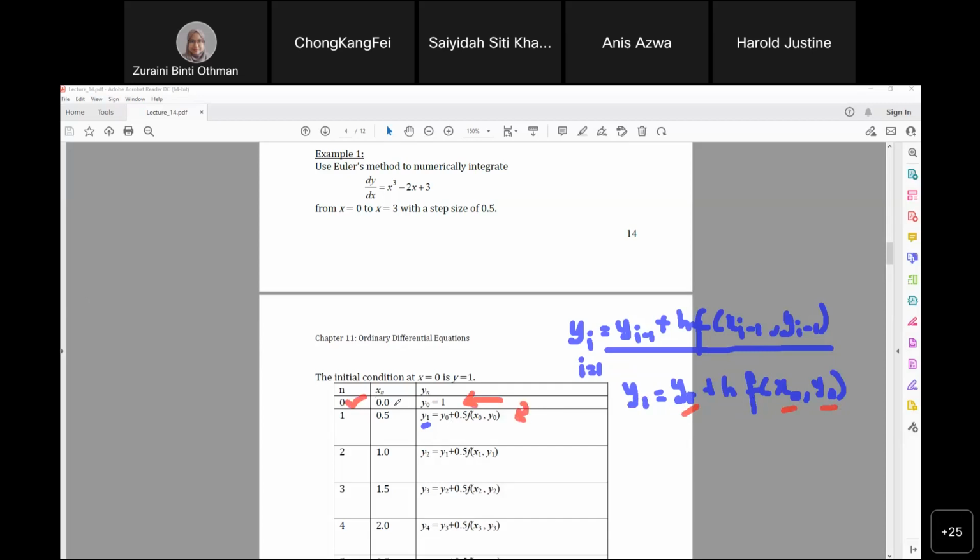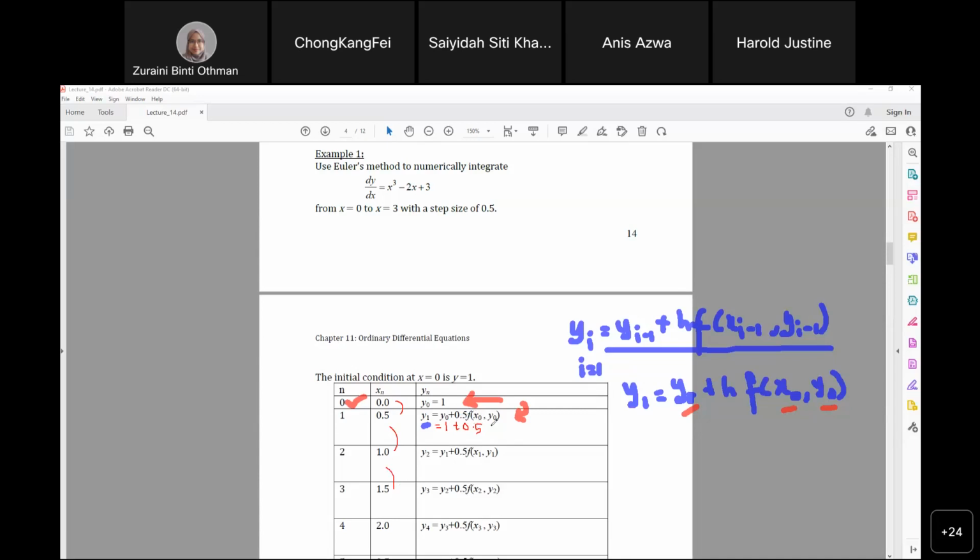Okay, now how to find y1 here? y1 sama juga dengan, what is the value of y0? y0 ialah 1 campur dengan 0.5. Kenapa 0.5? It is h. And the difference between one scale of X here is 0.5. That's why we use 0.5.